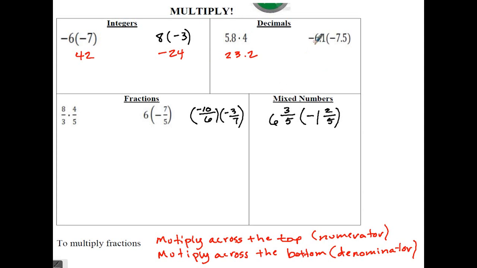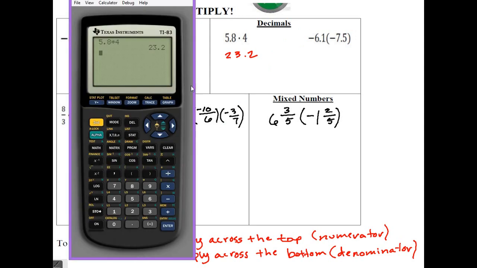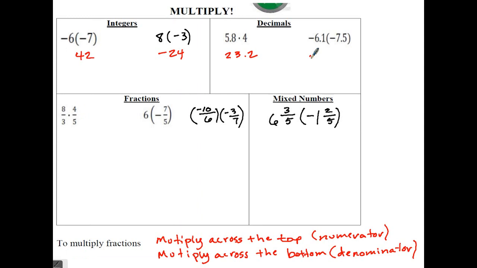And we have here negative 6.1 times negative 7.5. So get the calculator out. We're going to take negative 6.1, times, and you see we're going to need parentheses there, so we'll put parentheses, negative 7.5, press enter, and we're going to get 45.75. When you have the same signs, it's going to give you a positive.